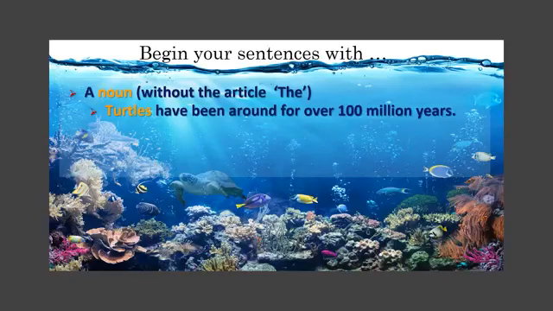Students, now it's your turn. You can choose any of these sea creatures that you see in this picture and write a sentence about it now. I'll give you some time to do that. Okay? You can see so many varieties of fish and coral, even the reef. So, please write a sentence now.